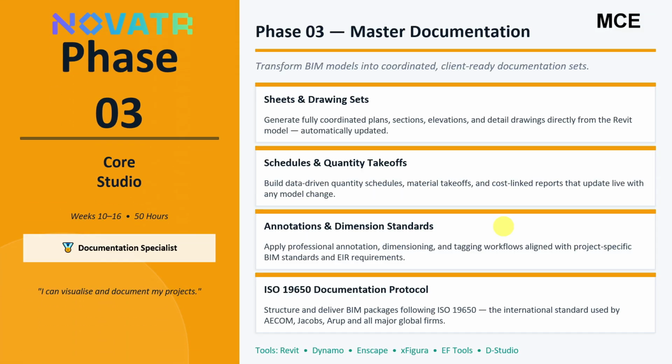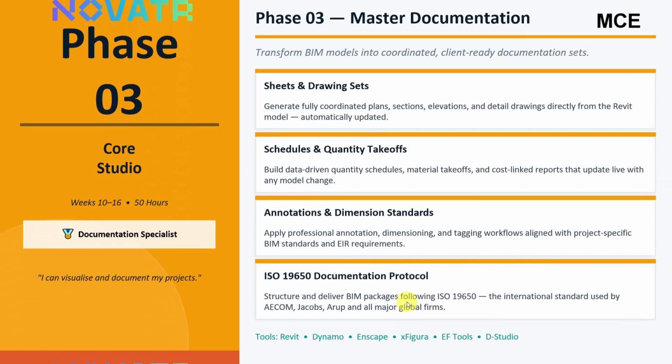Phase 3 is the core studio, in which you will learn how to transform BIM models into coordinated client ready documentation. You will learn how to prepare sheets and drawing sets, how to make schedules and quantity takeoff, how to give annotation and dimension standards, and what is ISO 19650 documentation protocol, which is an important documentation protocol followed by top AEC firms like AECOM, Jacobs, ARUP, and all the major global firms.